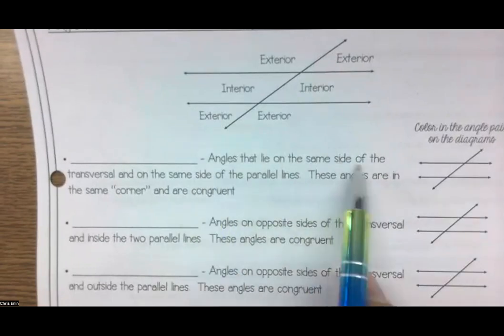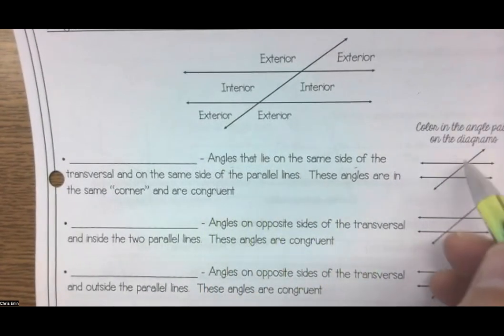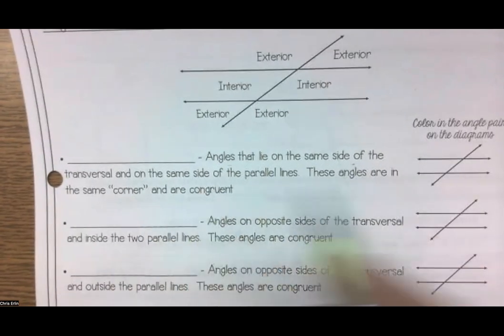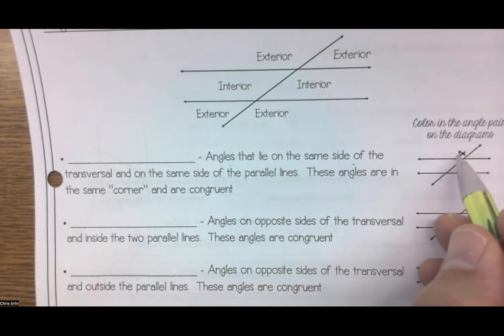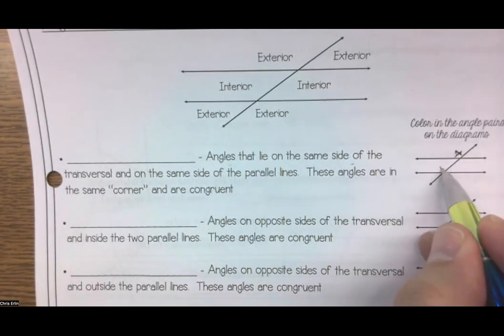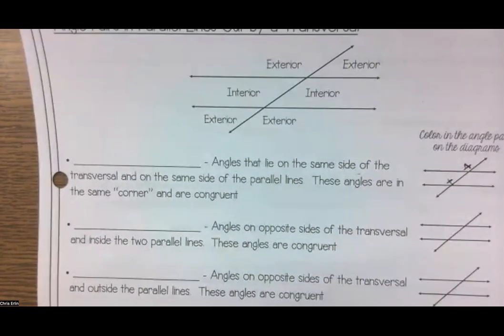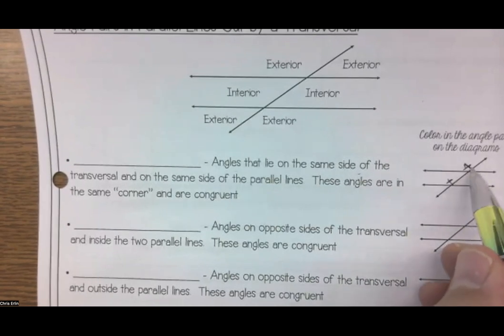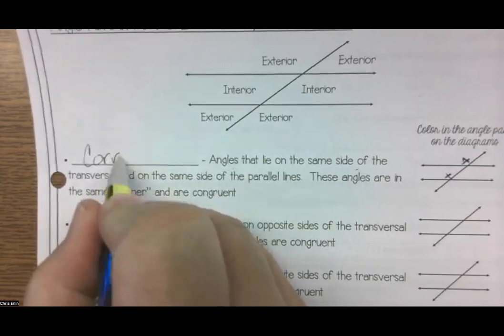You'll notice down here it describes some angles. Angles that lie on the same side of the transversal and on the same side of the parallel lines. Like this pair is both left of the transversal and above the parallel lines. What do we call these angles? These X's that I've drawn here. Okay. Right, no, not congruent. So what's the other one that you use? Corresponding.